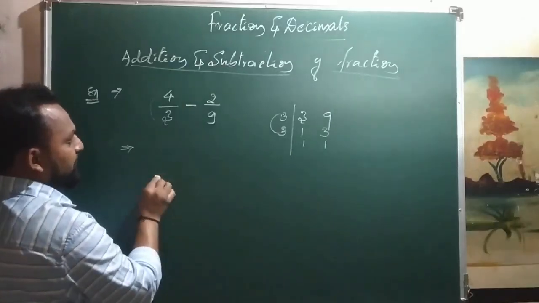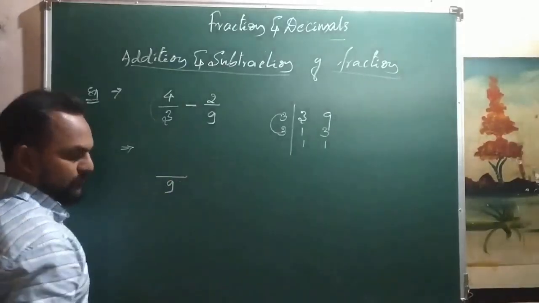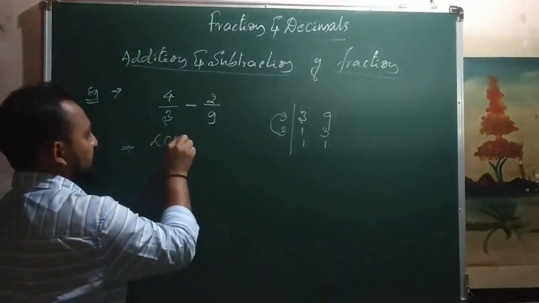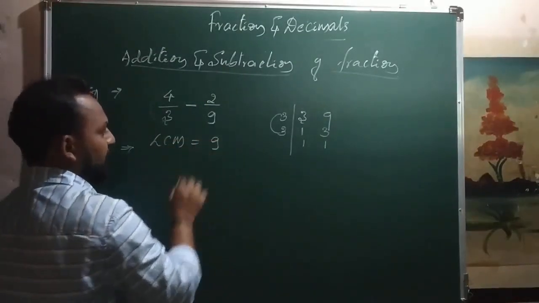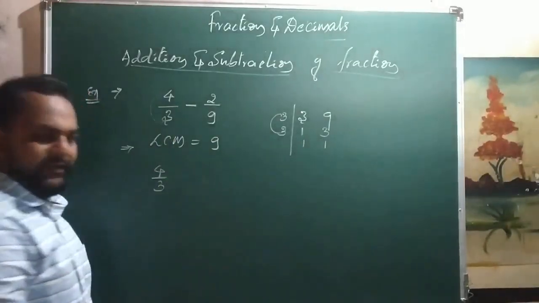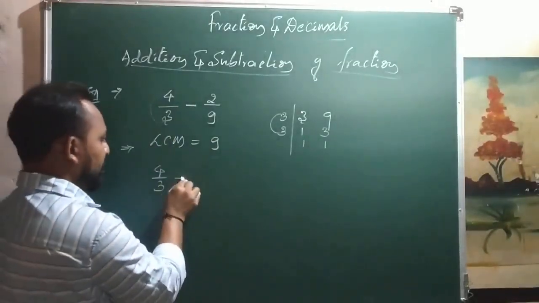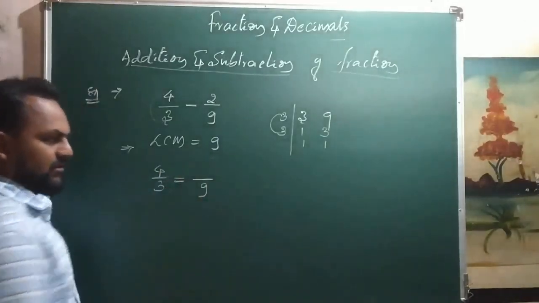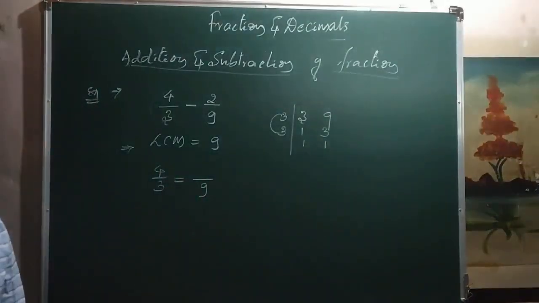First method. Here 9 is the LCM. Okay, here the equivalent LCM is 9. Here 4 by 3. We write the equivalent fraction of 4 by 3 with the denominator 9.